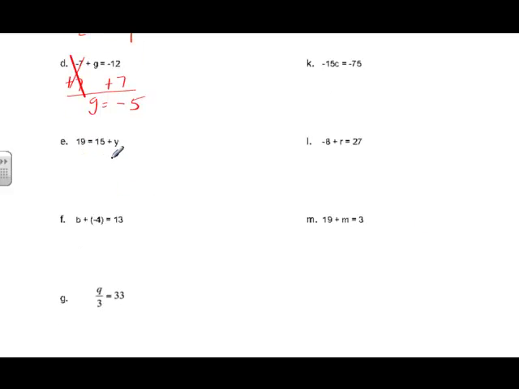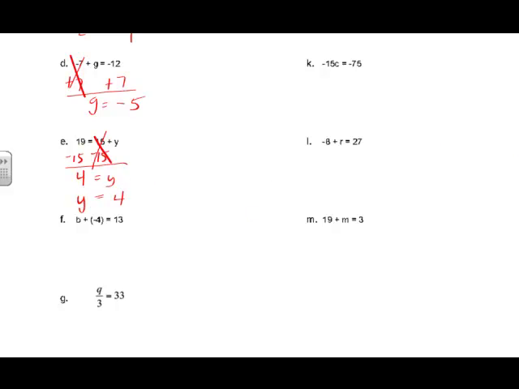19 equals 15 plus Y. What number do I have to get rid of? 15. So the opposite is negative 15, because we always work on the side of the variable. This side was the variable. So that cancels, leaving 4 equals Y. What's wrong with that answer? The number is in front of the letter. In algebra we want to put the letter first.